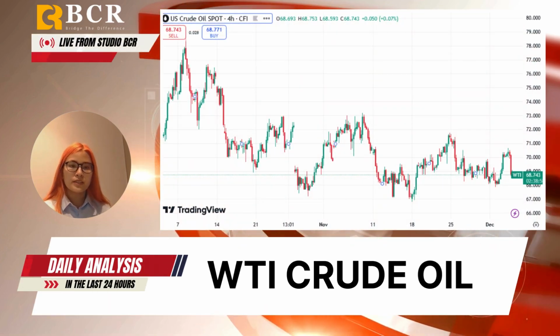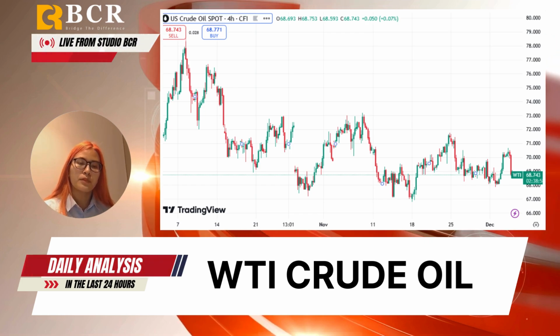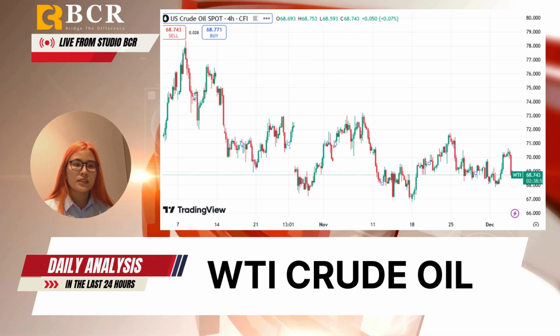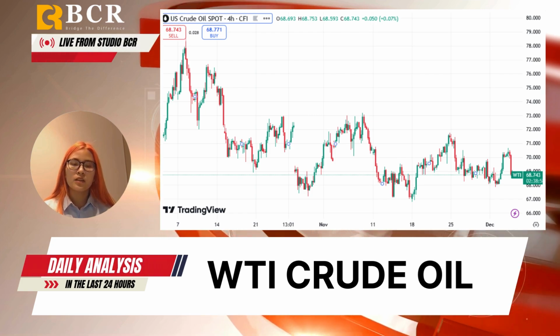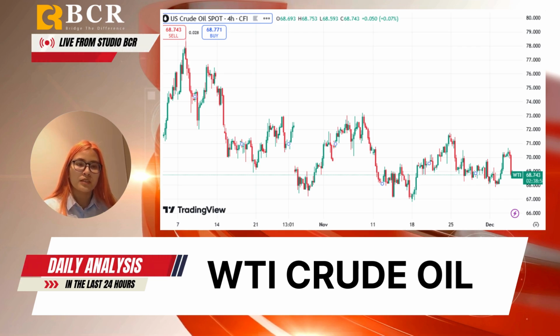WTI crude oil price recently touched $70 per barrel, but we've seen a bit of a pullback as US crude inventories show an increase of 1.2 million barrels last week. This is adding some pressure on oil price. However, geopolitical tension in the Middle East is keeping oil traders on edge. Israel's ongoing military actions, along with threats of renewed conflict, are adding risks to oil supply. On top of that, OPEC is meeting this week and may extend production cuts, which could support oil price.